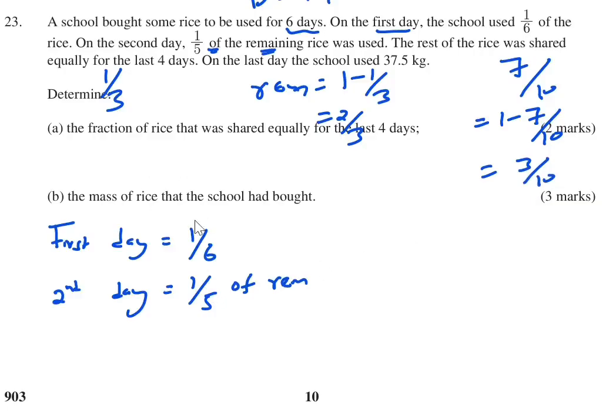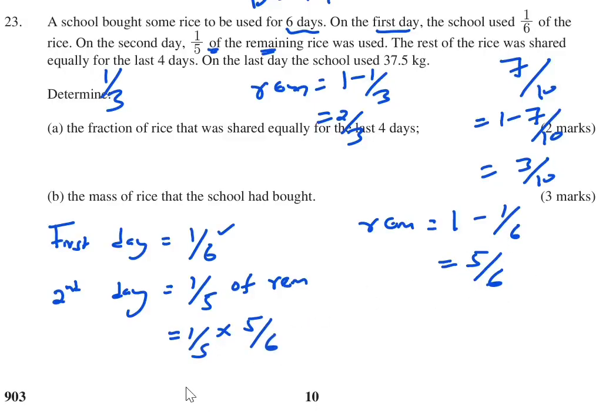So here alitumia 1/6. So to get the remainder, the remainder will be 1 minus 1/6. So this is 5/6. So 1/5 of the remainder inamaanisha aje? Ni 1/5 multiplied by remainder, ndio hii 5/6. So by 5, 1 by 5, 1, I can see day 2 alitumia pia 1/6. We continue. The rest of the rice was shared equally for the last 4 days.